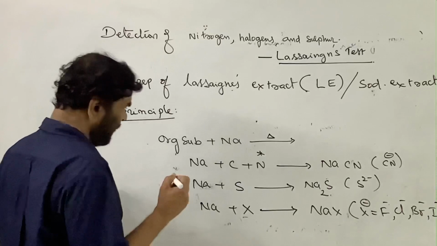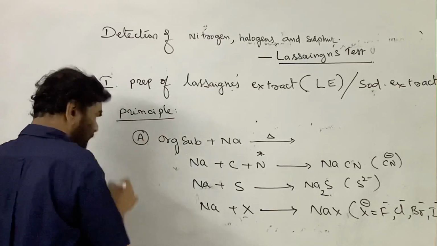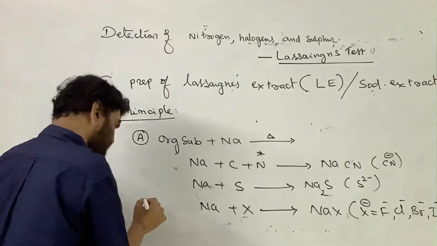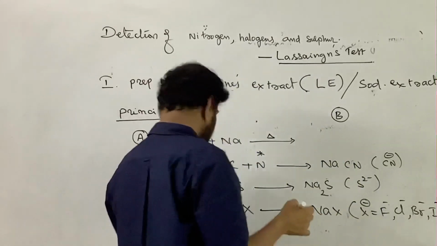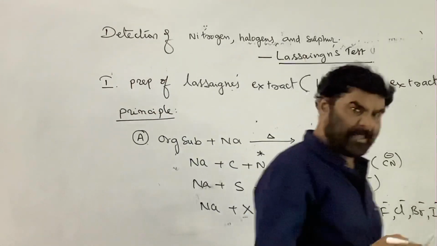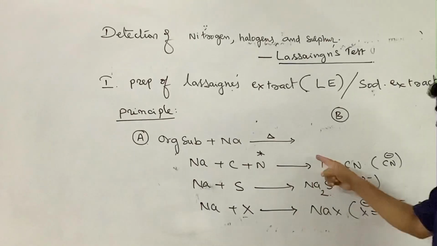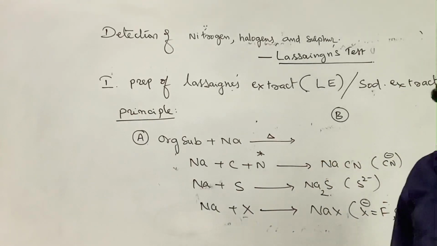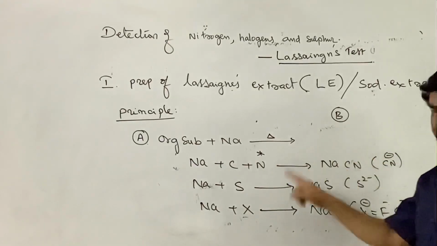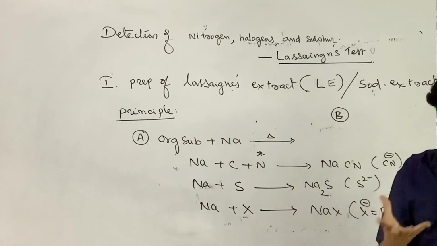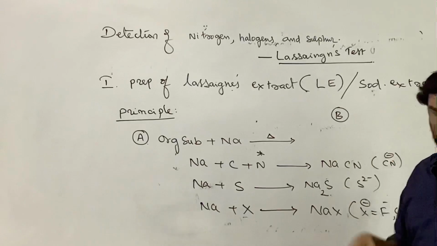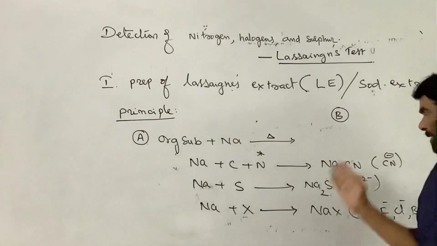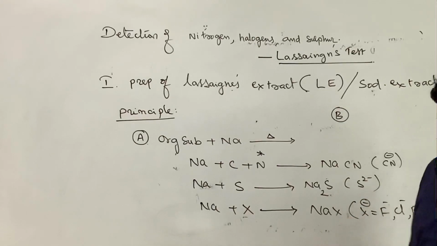Now the second part. The residue which is left in the glass tube is dipped in water, and the contents are taken into the water. Sodium cyanide, sodium sulfide and sodium halides are soluble in water, and a solution is formed.